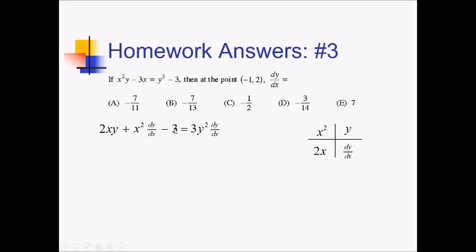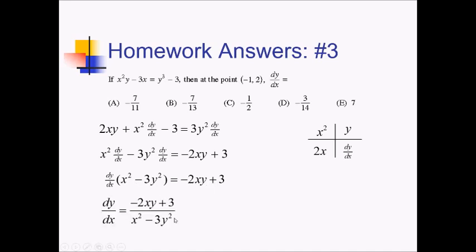All right, let's isolate our dy dx terms. So the x squared dy over dx is staying on the left side, along with this 3y squared dy over dx, we actually have to subtract that to get that over there. But now this 2xy, we're going to subtract that over to the right side, along with the 3, which we're going to add over here. Now let's factor out a dy over dx. So that leaves us with x squared minus 3y squared in a parentheses. And we can now divide by x squared minus 3y squared. So that'll be -2xy plus 3 over this stuff.